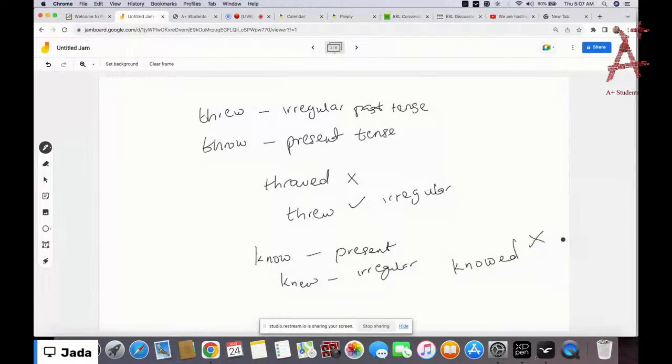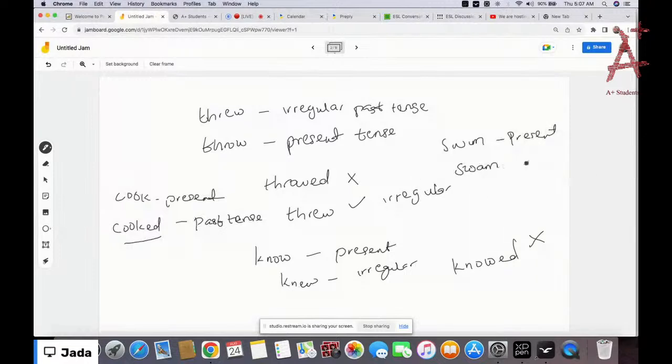Okay? But then when you have cook, cook is present, right? And if you need to write the past tense of cook, it's going to be cooked. See? Past tense. And this is the regular past tense. Okay? When you have swim, this is the present. If you want to write the past tense, you're going to say swam. You cannot say swimmed.